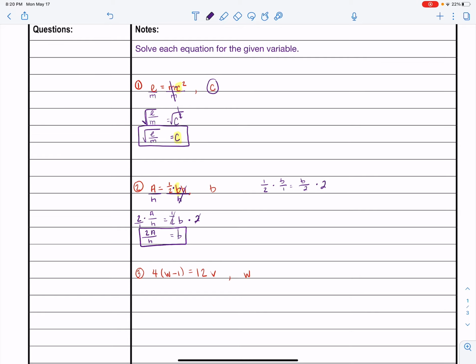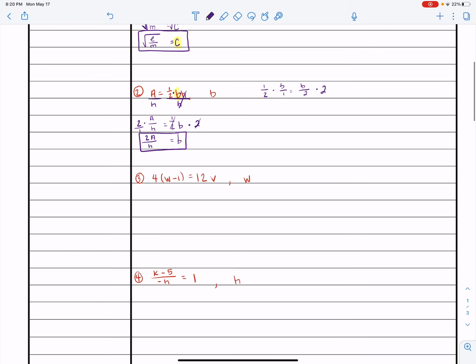So 2a over h is the same as b. All right, this next equation we're going to solve for w. W is stuck inside of the parentheses, and I can't touch anything inside the parentheses until I get rid of everything that's outside of the parentheses. This 4 is outside and being multiplied to the parentheses.